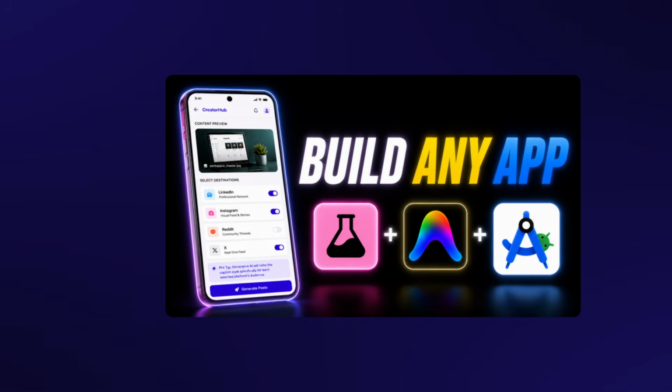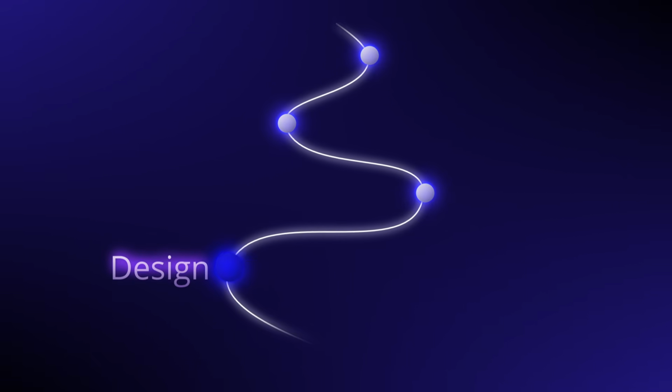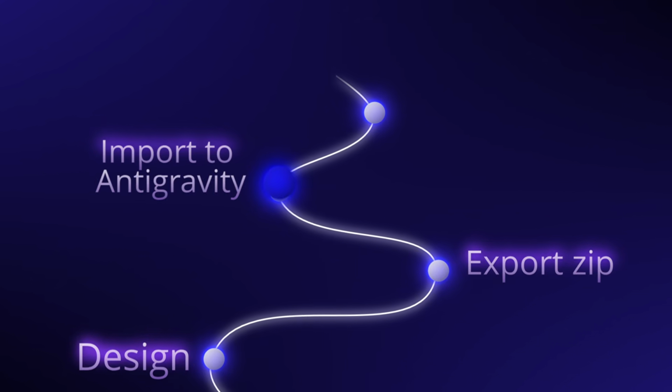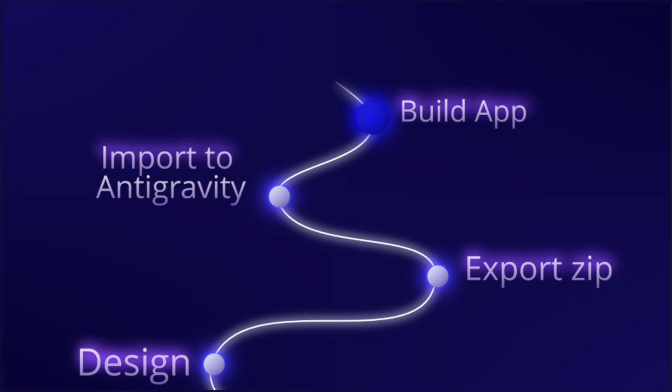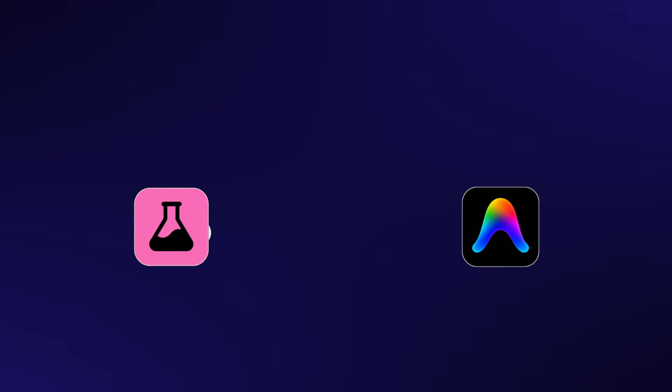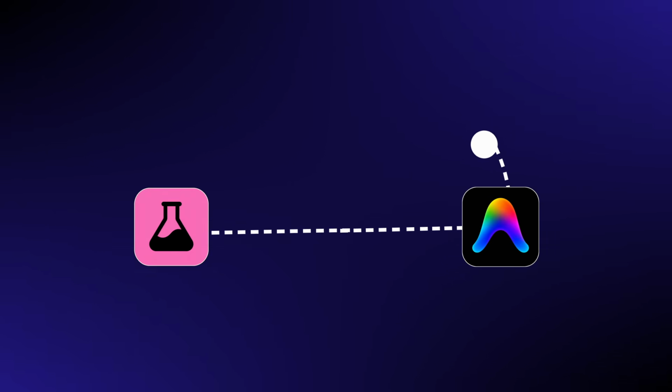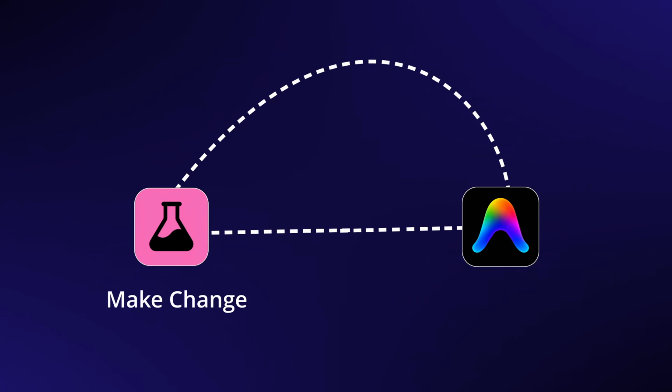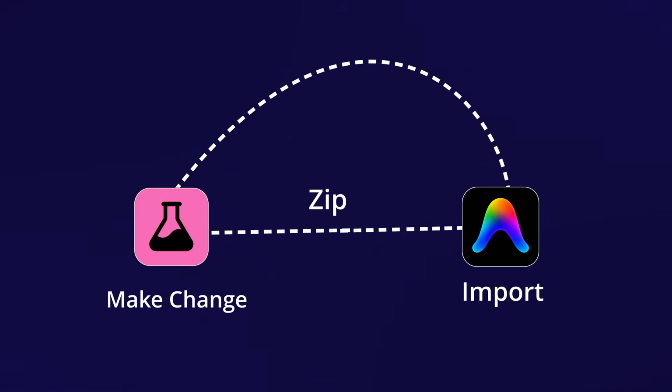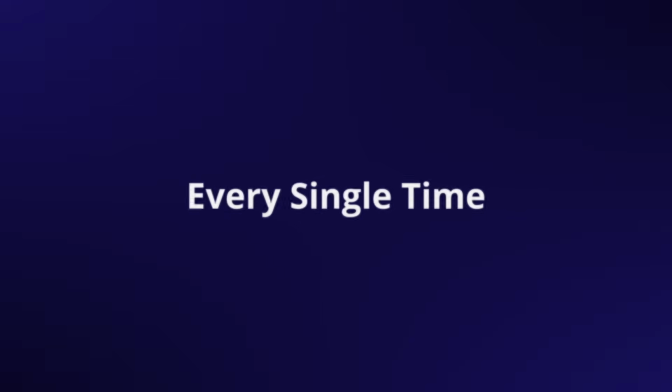Let's get into it. So in my last video, the process was design in Stitch, export a zip file, import it into Antigravity and build the app. Simple enough, right? But here's what nobody tells you. Every single time you want to update your design, you have to go back to Stitch, make the change, export the zip again, re-import it and start the whole thing over. Back and forth, every single time.